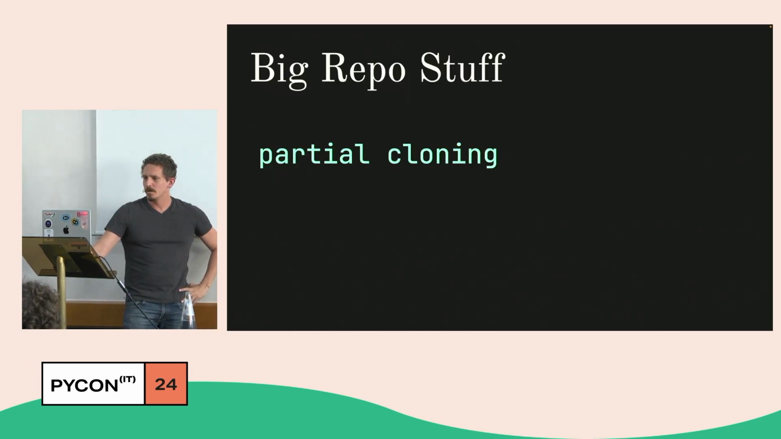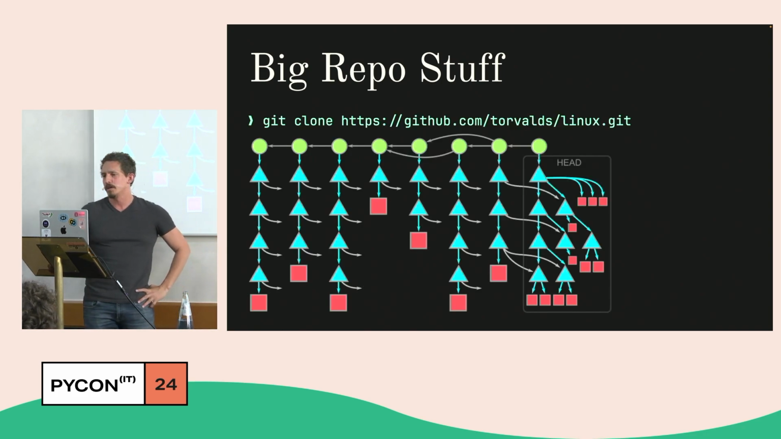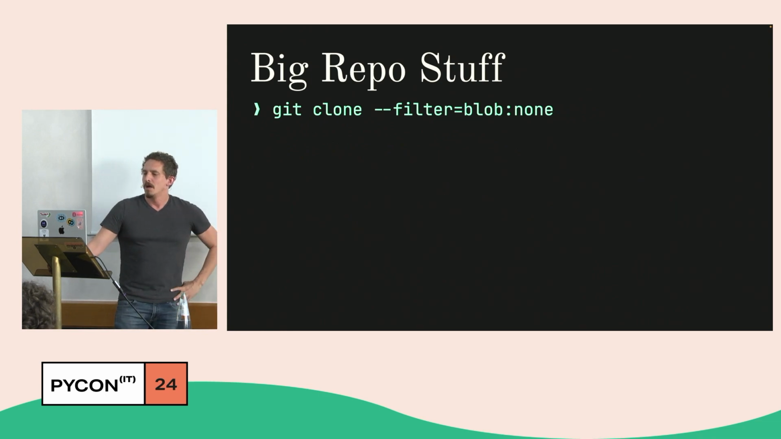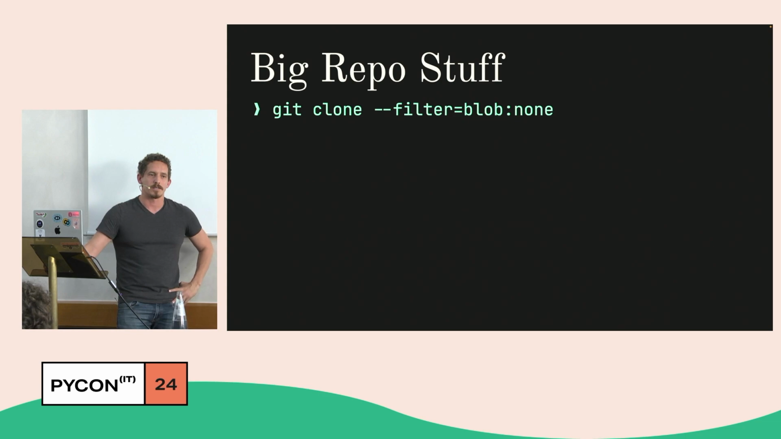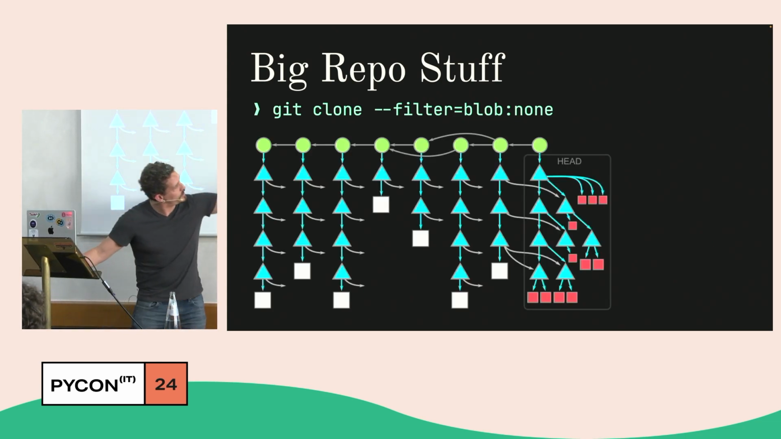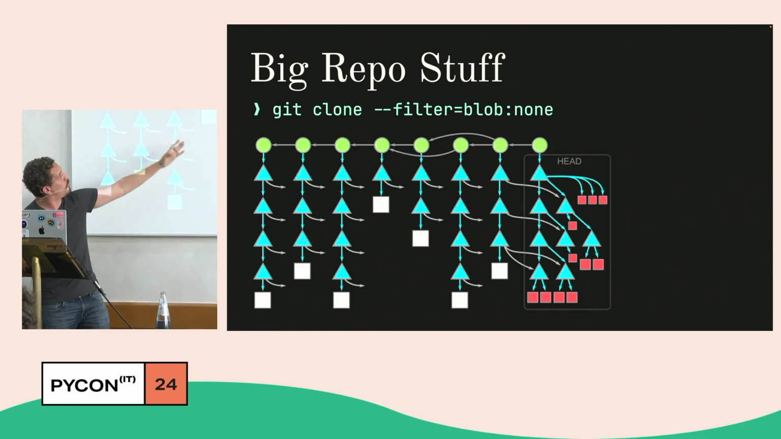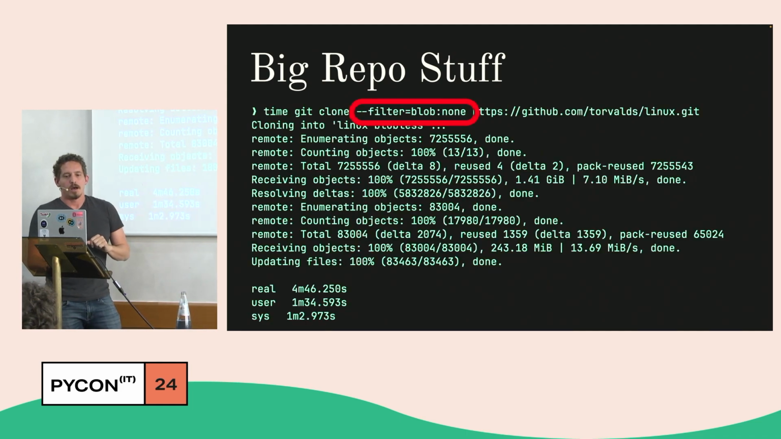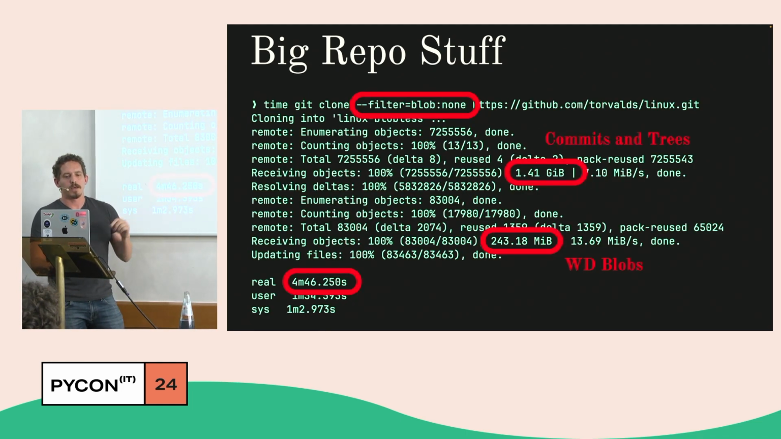And then the last one really is partial clone. So if you want to clone the Linux repository, it's 4.5 gigs, right? So it's not nothing. It takes a little while. You can do this thing called filter blob none, which doesn't give you any of the file contents. It just gives you the commits and the trees, right? So if you do this, it's just going to get the stuff you need to check out a working directory, but it won't give you all the other files in the history. It'll just leave them on the server. So if you do blob none, then instead of 4 gigs, it's 1.5 gigs, and it takes much less time.